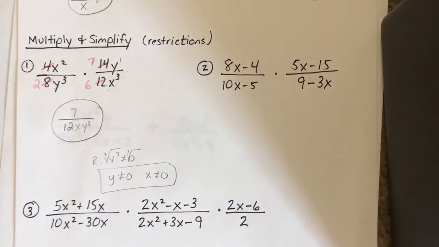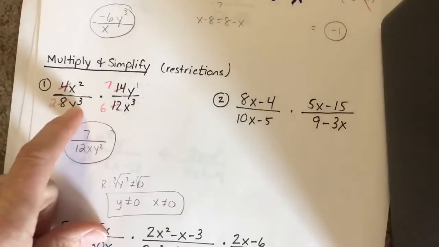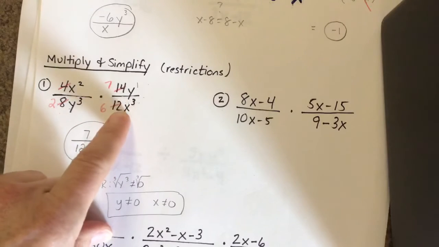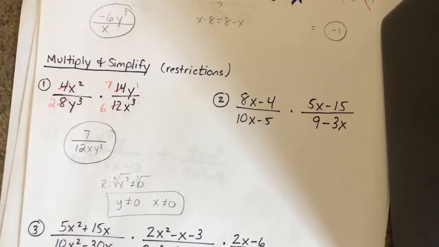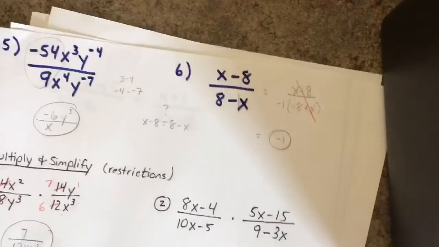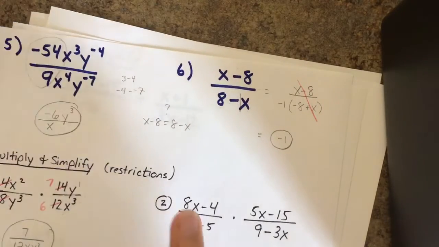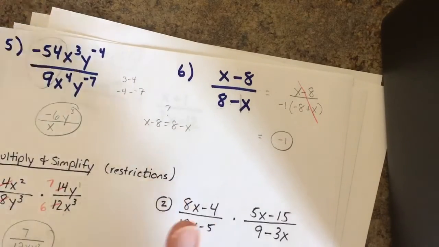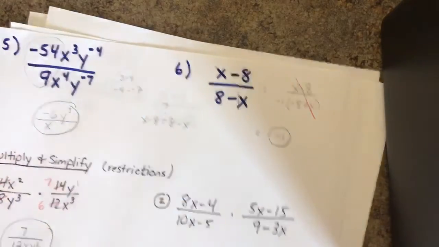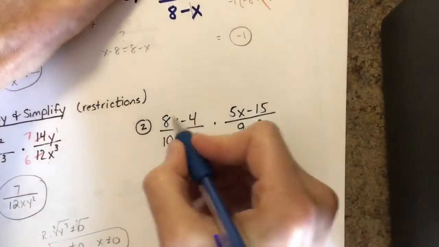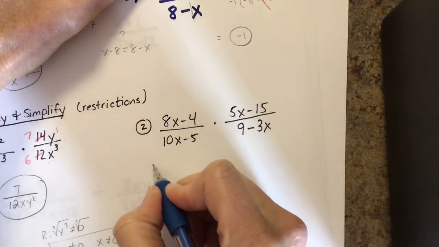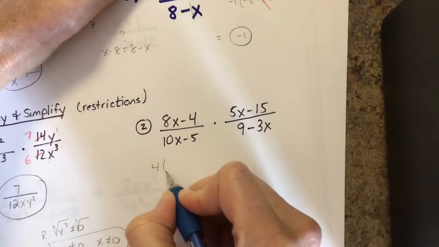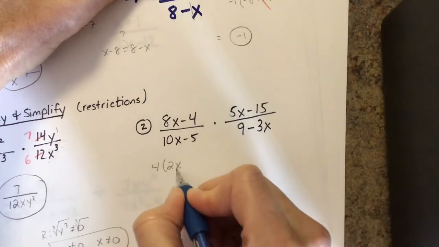2 restrictions. 0 cubed is 0. Okay. Number 2. Back to factoring. If you have a minus or a plus, you're typically going to be factoring. GCF, let's take out of the first numerator a 4, and 8 divided by 4, you get 2x minus 1.